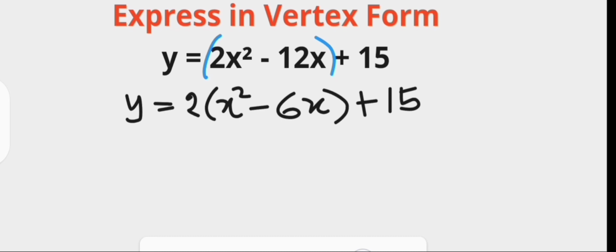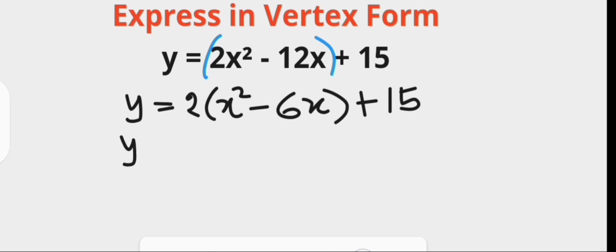The next step is to add and subtract the constant which makes x² − 6x in the bracket a perfect square. If you are here to see a tutorial on how to complete the square of a quadratic expression by adding a constant, check the link in the description box below. It is right there.